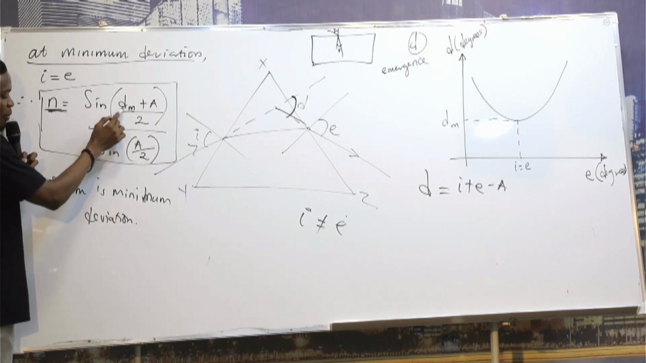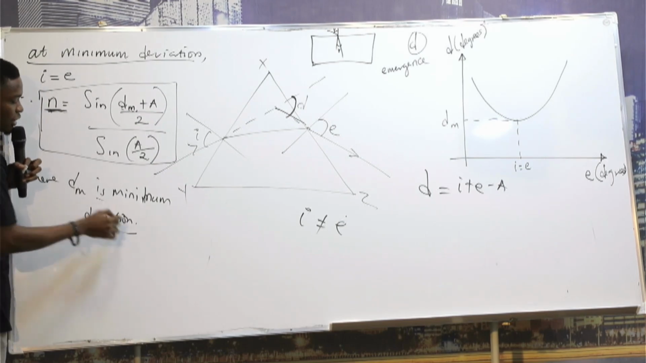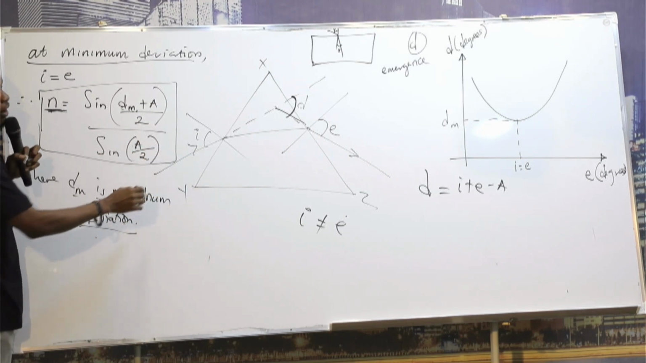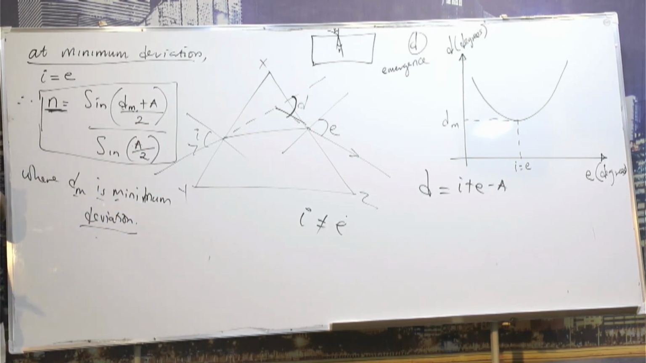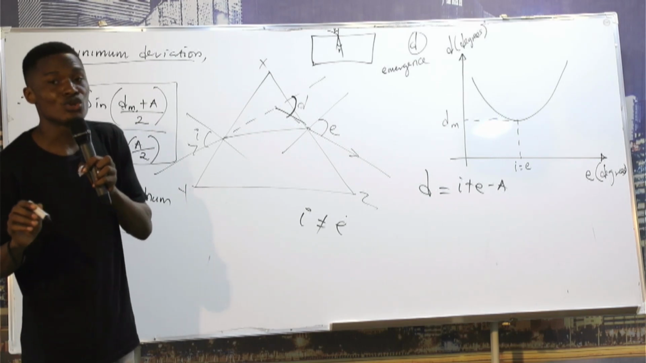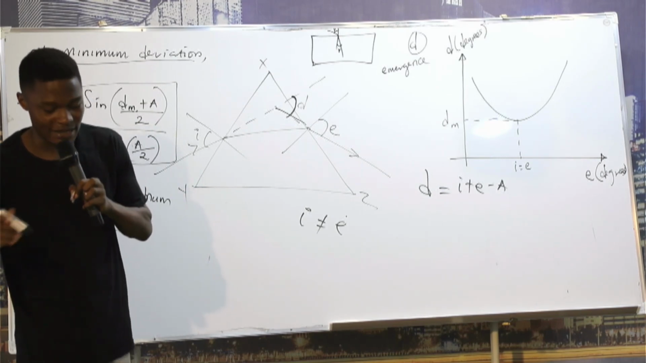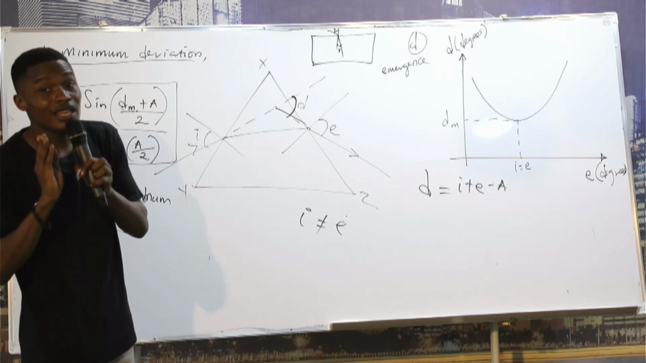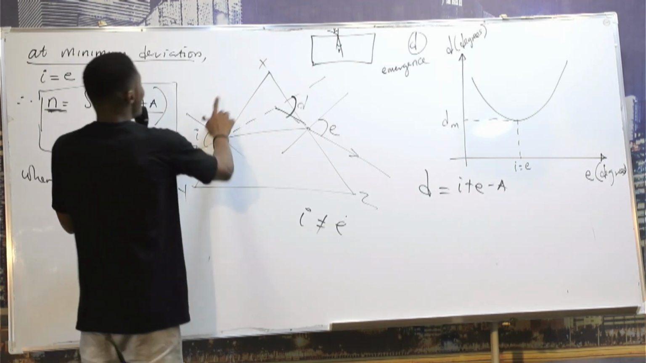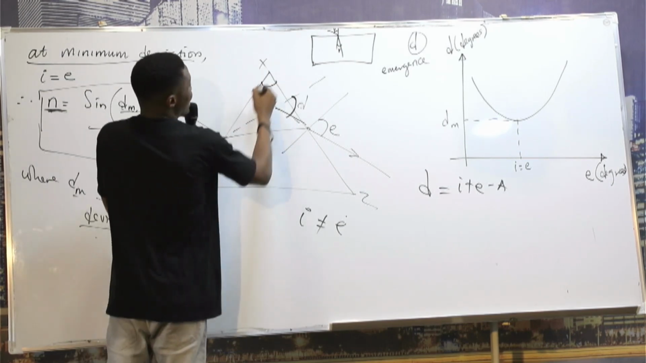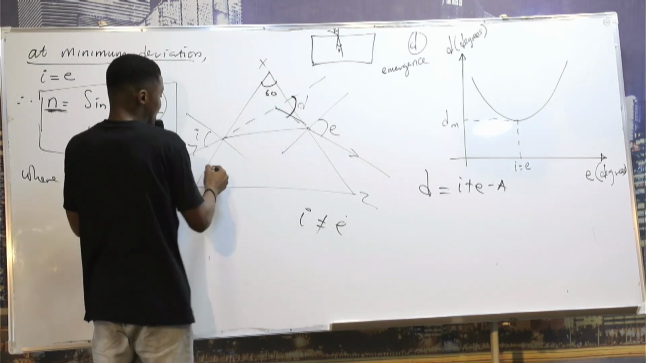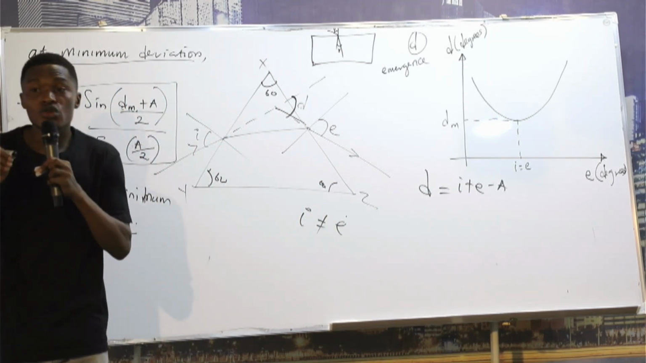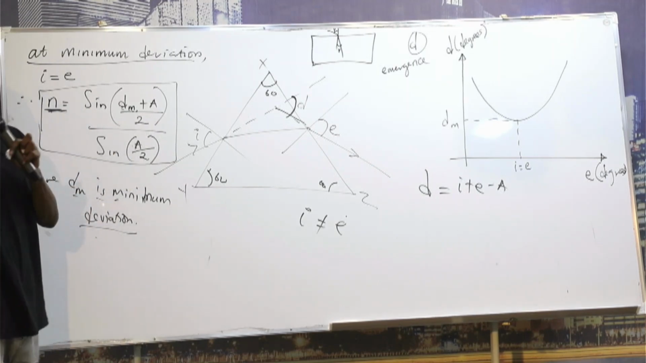What does Dm represent here? Minimum deviation. What did we say A represented before? Refracting angle. A is the refracting angle. And you should know that A is always 60. JAMB will not give it to you. A is always equal to 60 because it is an equilateral triangle, so all the angles are 60, 60, 60. So you should know that A is always 60 because they will not give it to you.